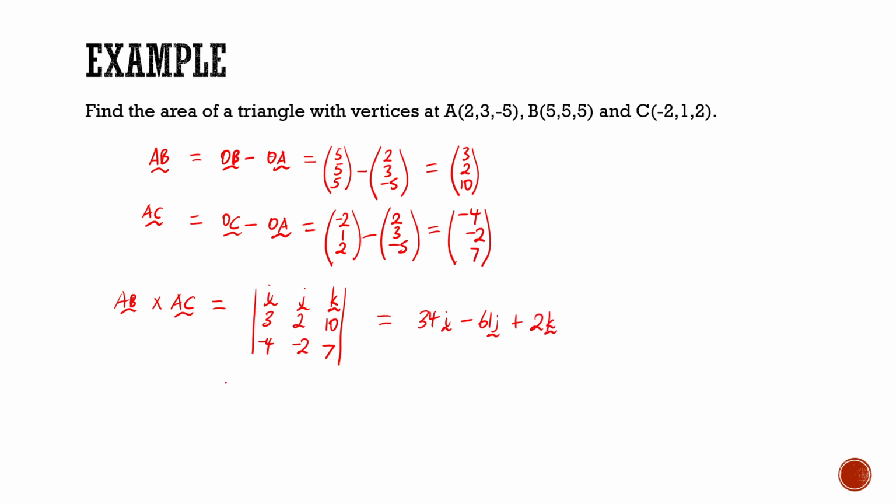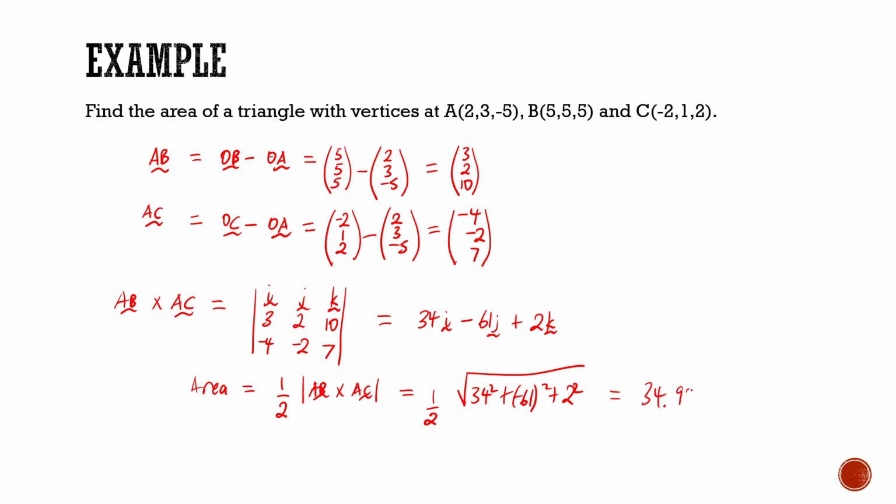And so the area of the triangle is going to be a half times the magnitude of this cross product, which we just got. So this is going to be a half times the square root of 34 squared plus minus 61 squared plus 2 squared. And that should give you your answer. That's about 34.9321 square units. And you can confirm this using other methods, maybe from coordinate geometry, to find the area of a triangle.